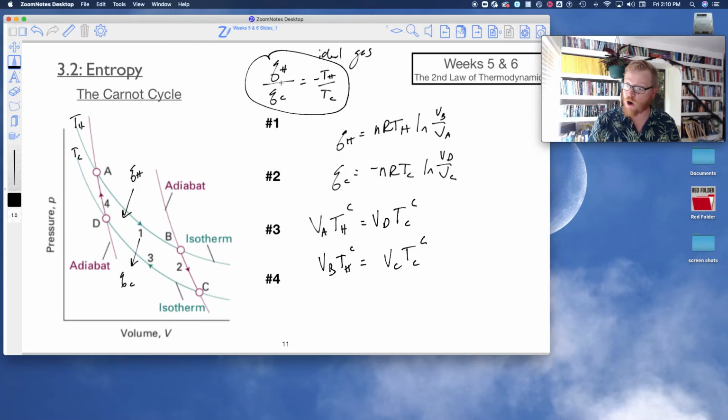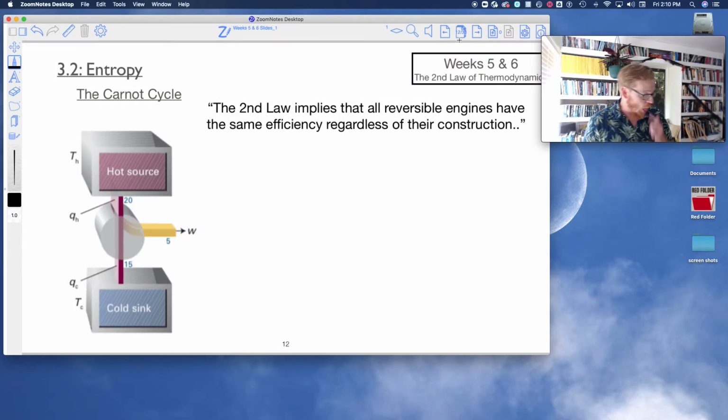So in other words, in this Carnot cycle, in this full cycle, the heat in and the heat out can be directly related to the change in temperature. That's the big picture that I want you to connect, okay? And where this is important to the Carnot cycle is the following, okay? Is this picture right here. And in thermodynamic efficiency, the second law implies that all reversible engines have the same efficiency regardless of their construction. That's true. And it's related to that heat in, heat out, temperature hot, temperature cold.